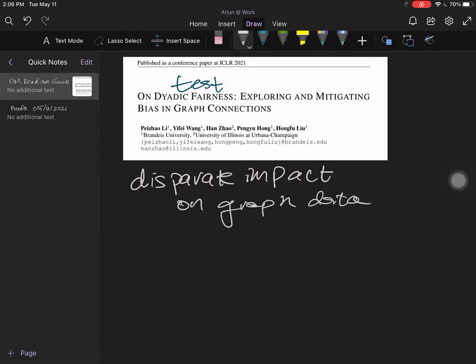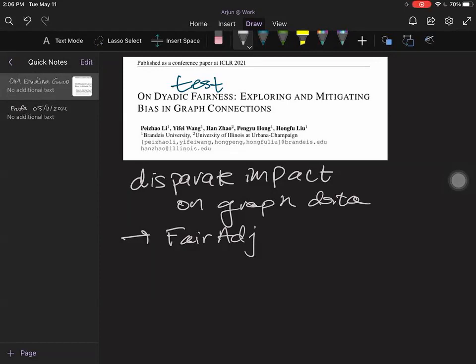To solve this problem, the authors proposed a solution called fair adjacency, which is to empirically learn a fair adjacency matrix with proper graph structural constraints so that we can do link prediction in a more fair way while preserving predictive accuracy as much as possible.